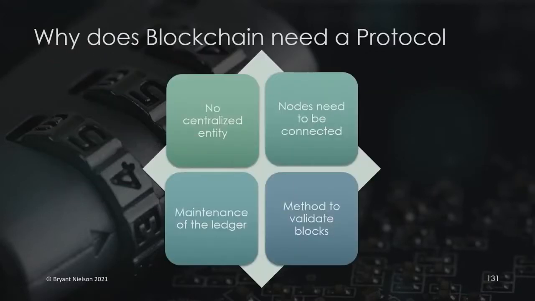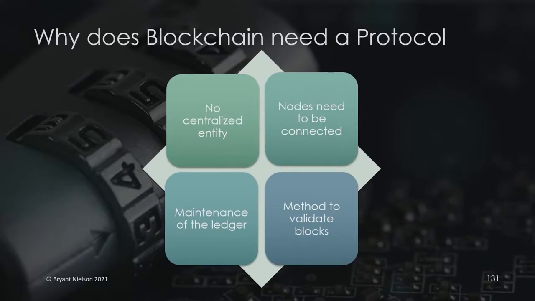Now, why does blockchain need a protocol? Well, the first one is that there's no centralized entity that manages it, so you have to have some set of rules that manage it. The second is that the nodes need to be connected. The connection of the nodes means that they're all participating in this rule structure, this ecosystem of architecture as it relates to this particular blockchain.